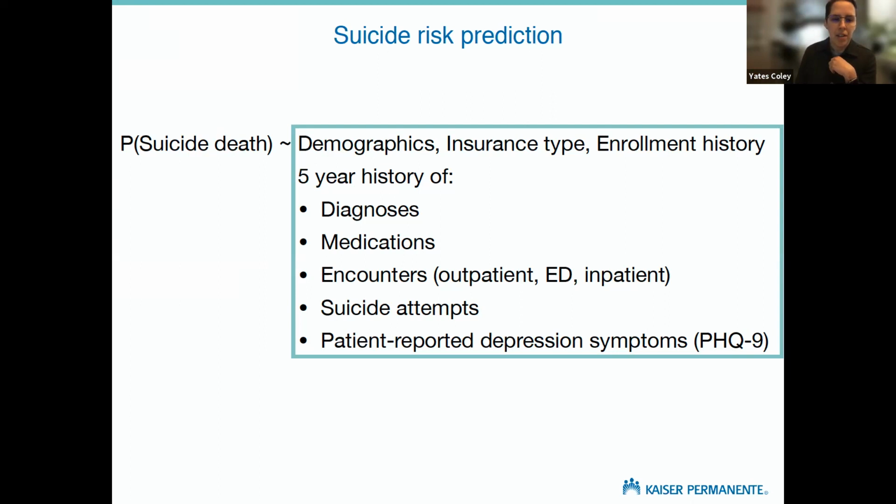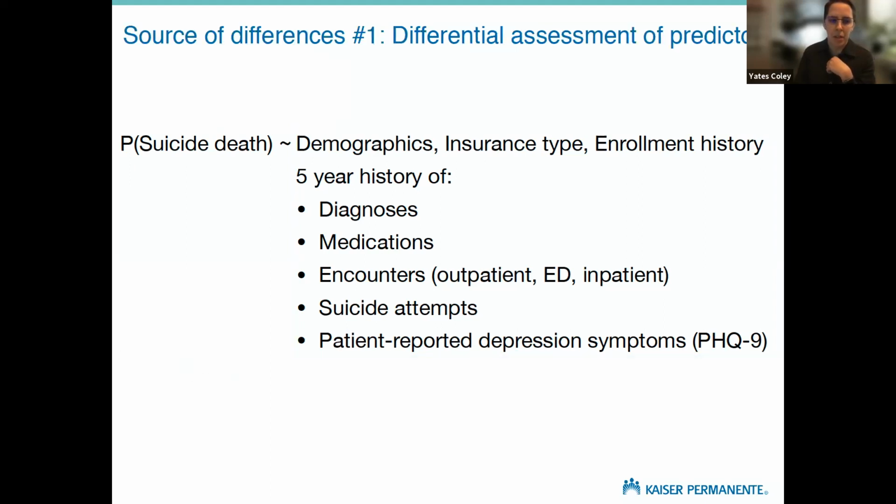Okay, so I showed data on the variability in outcome rates across racial and ethnic groups. But why else would we expect that a suicide prediction model may have performance differences by race and ethnicity?